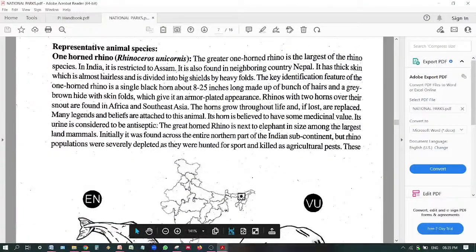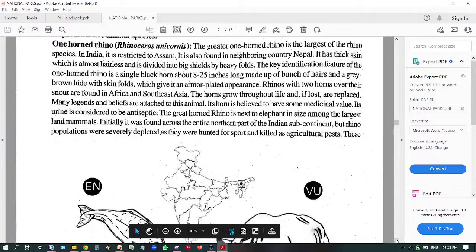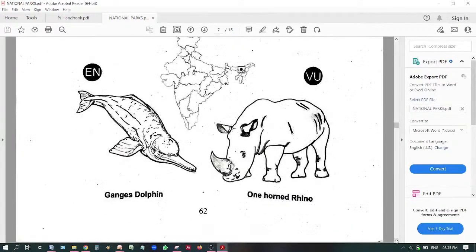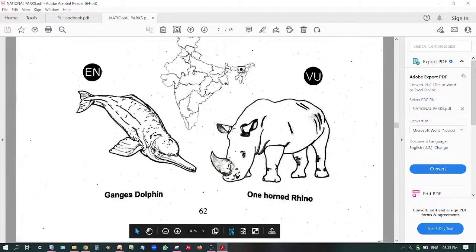Let us go to the Kaziranga National Park of Assam. See, this is our Assam's Kaziranga National Park. Ganges dolphin and one-horned rhino. The Ganges dolphin is an endangered species, and the one-horned rhino is vulnerable. You need to remember the marking on the map. It is in Assam. So we will remember the one-horned rhino, the Ganges dolphin, and then its marking on the map.